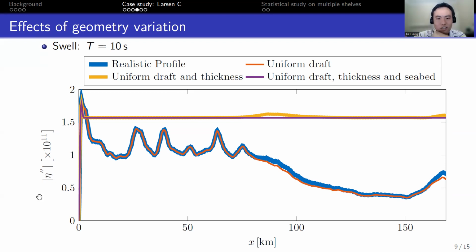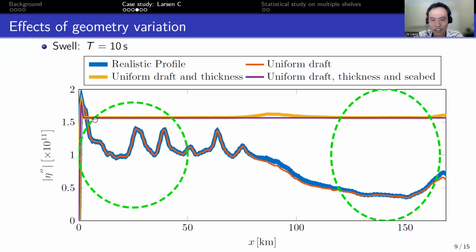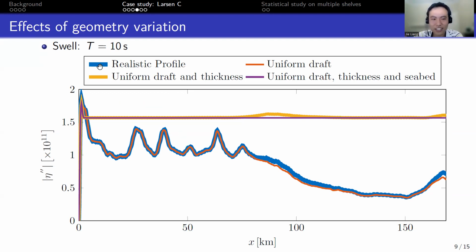So, as I said, the output here is the eta second derivative against location X. And then we have 4 different profiles. One is realistic, one is uniform draft, one is uniform draft and thickness, and the last one is all uniform. The first two, the blue and orange, are the ones that have the same thickness but different draft.